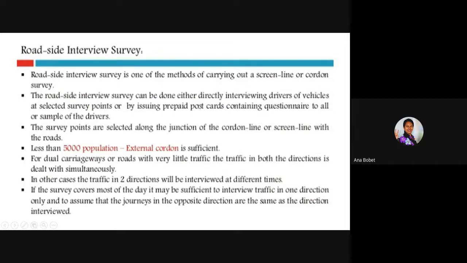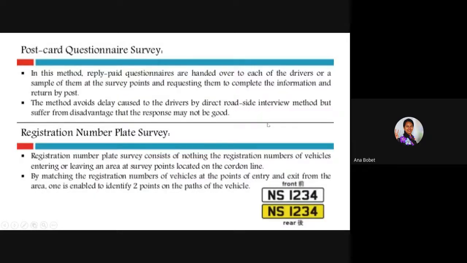So for the roadside survey, it's the same, except you have people get off using the screenline method or cordon survey. So it's the same questions, the same application, but this time you're asking drivers and passengers to answer your questionnaire. For the postcard survey, it's the same questionnaire but sent through the post office.